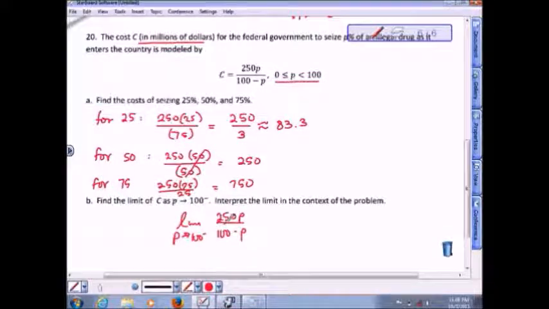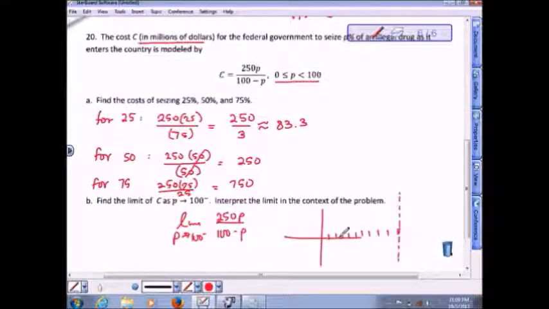Now, this is not meant to be done analytically. We've done a numerical analysis kind of here, where we've tested some points. If we consider just a rough idea of what this graph might look like, there's a vertical asymptote at 100. All these are 10s: 10, 20, 30, 40, 50, 60, 70, 80, 90, 100. So we have a vertical asymptote at 100. And these represent percentage points of how much of the drug they want to seize.